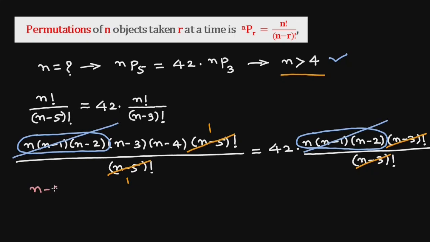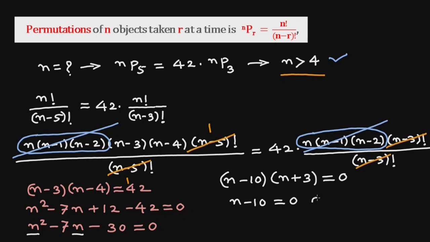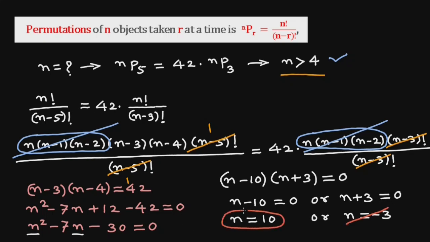Finally, we are left with n minus 3 into n minus 4 equals 42. n square minus 7n plus 12 minus 42 equals 0. n square minus 7n minus 30 equals 0. This is a quadratic equation in n. Factorizing, we get n minus 10 into n plus 3 equals 0. n minus 10 equals 0, or n plus 3 equals 0. That gives n equals 10 or n equals minus 3. But since n should be a natural number, we will not accept this value. So we get n equals 10 as the answer.